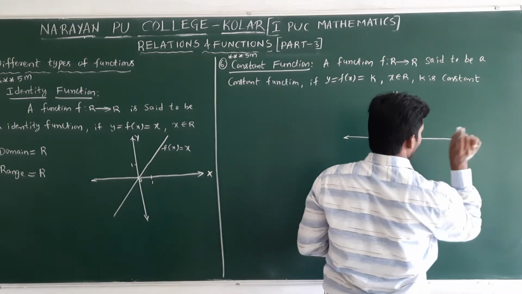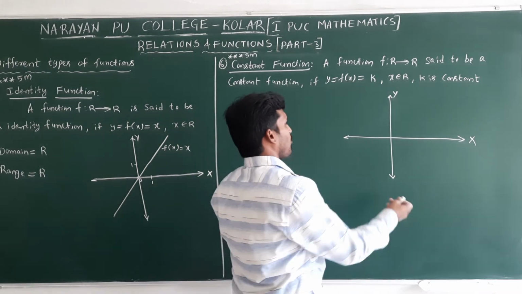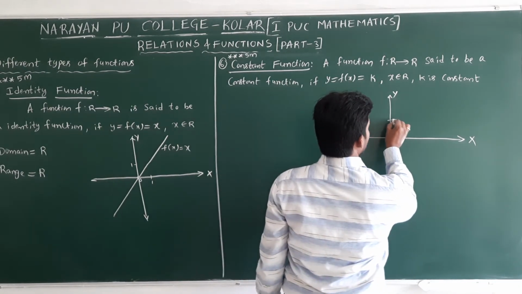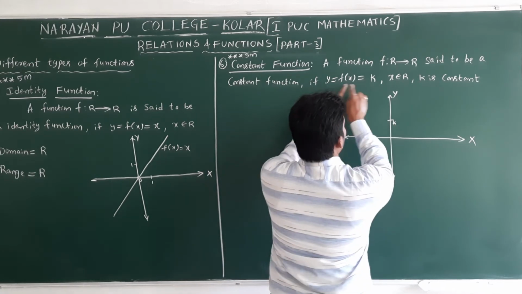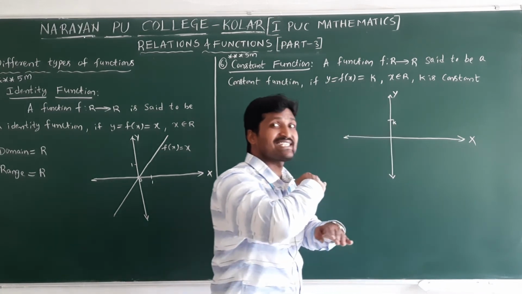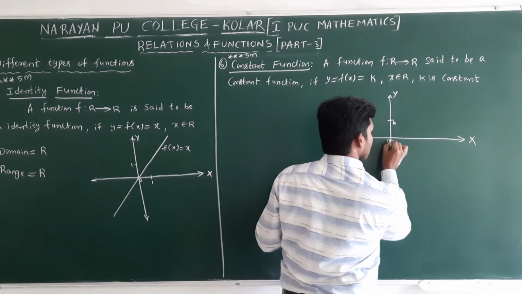We need to draw a graph. Constant means y can be either positive or negative, no problem. If you take a positive, no issue. I will take this as a k value, here it is. Now y equal to k, it is parallel to which axis? X axis, because the reason is very clear.